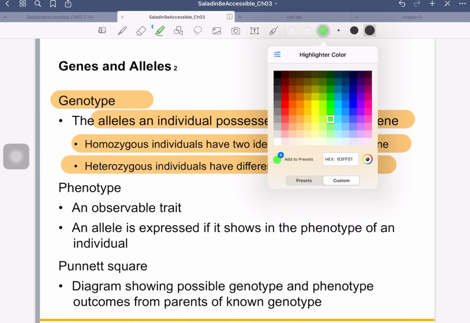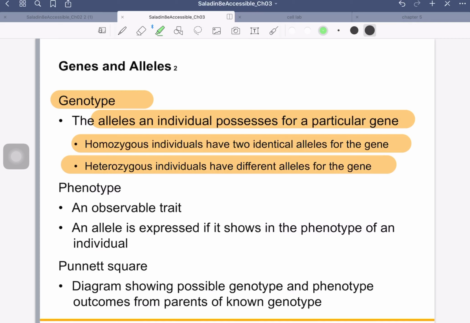Now, I've used the word already. I mentioned it once or twice already, but let's define it. A phenotype. The phenotype is the trait you can actually see. It's the observable trait. An allele is expressed if it shows a phenotype for an individual.